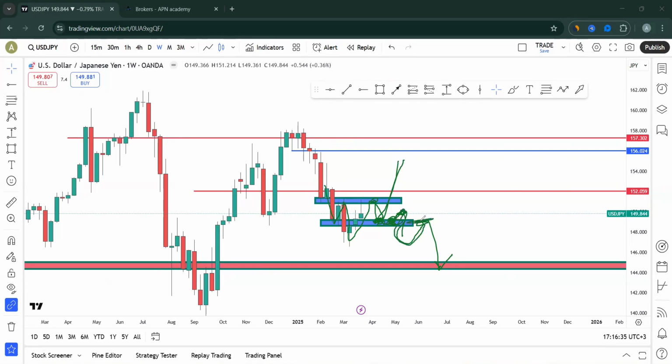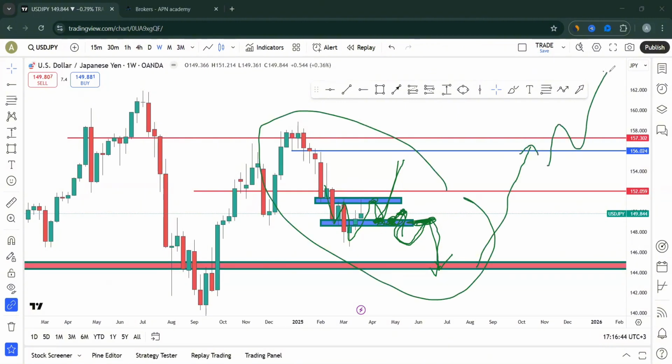On the retest, this is your area of interest. Then you take your trade down here. Then we can utilize this to first target this level here. When we break above, then we can target whatever we want to go. I hope that is very clear.